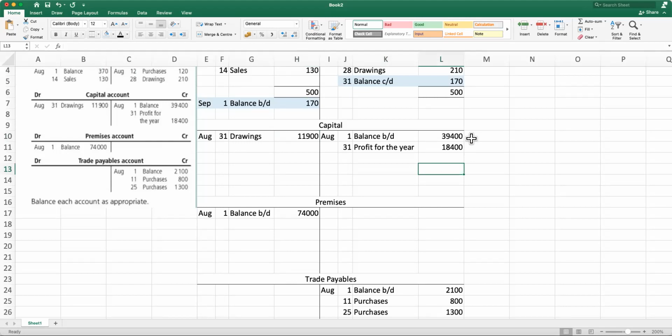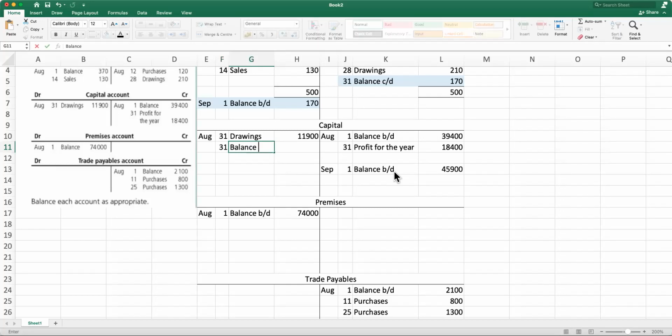If you have Microsoft Excel, you can just use this plus this minus this and you can get the answer. So this is what we call your balance brought down, which must be the first day of the next month. And then the balance carried down must be the last day of the current month. Just put the same amount and then you should get the same total here, 57,800, 57,800.